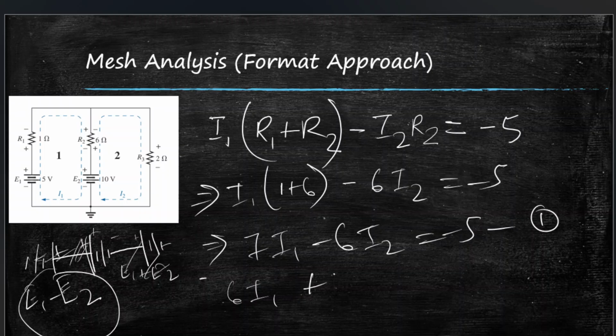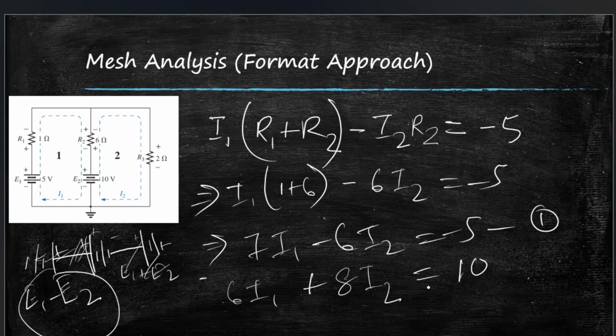I2 will be plus for loop 2, so I2 in the bracket, add all the resistors within loop 2, so R2 and R3, 6 plus 2, which is 8, right? We can just write 8 I2, equal to, again, add all the voltage sources, but there is only one, which is positive because entering through the negative side, so we'll write positive here, 10 volts.